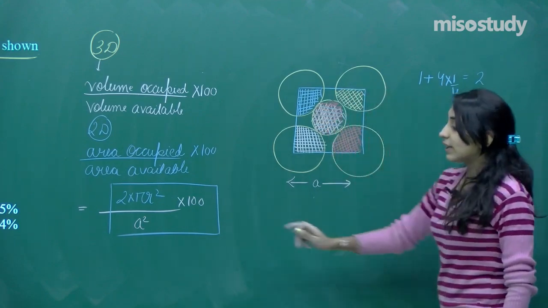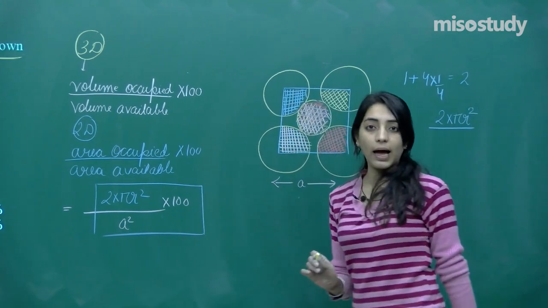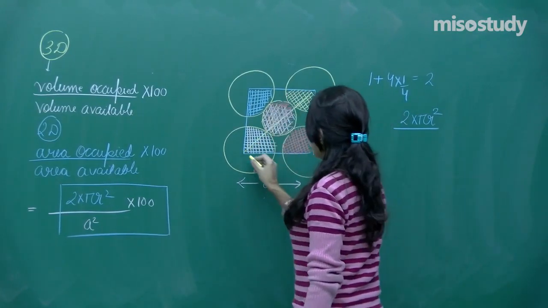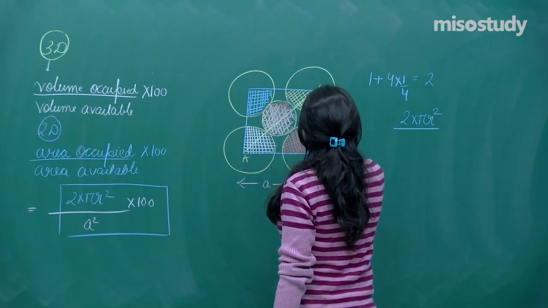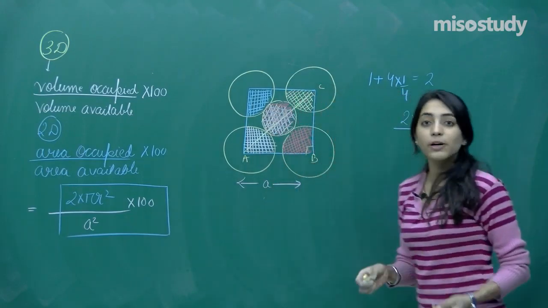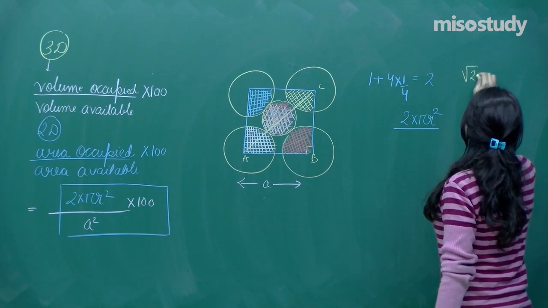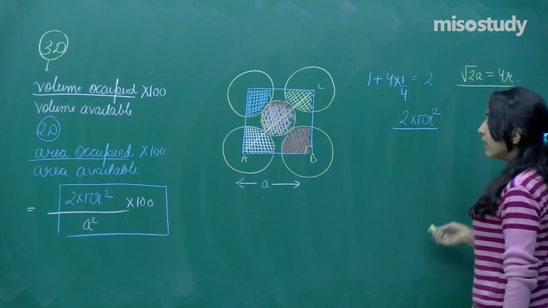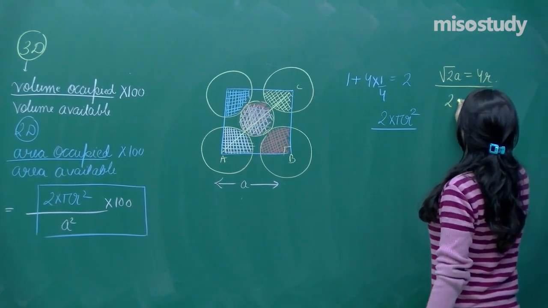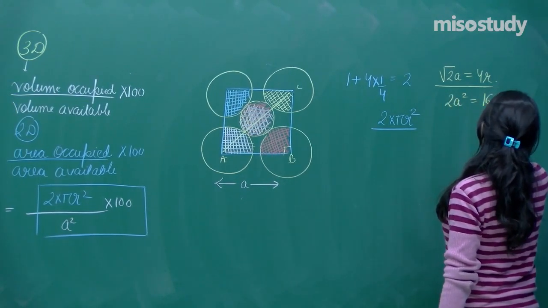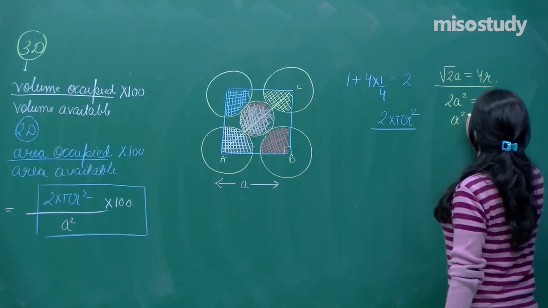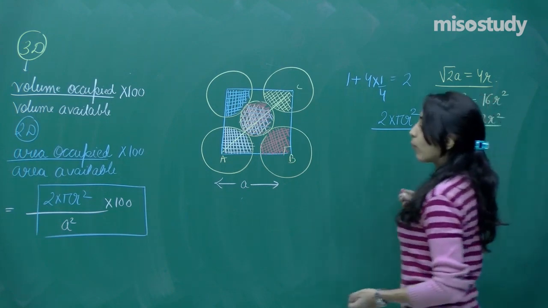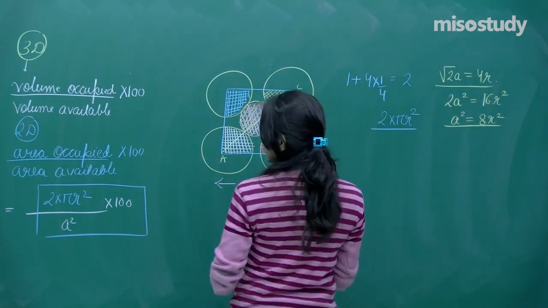See guys, we need to find out the relationship between a and r, right? So now you can say it's a kind of face-centered cubic unit cell. So consider a, b, c again. By this time I think you will be expert in saying that root 2 a is equal to 4r. So 2a square is equal to 16r square. So a square will be 8r square, right?